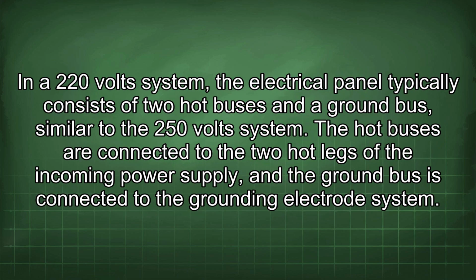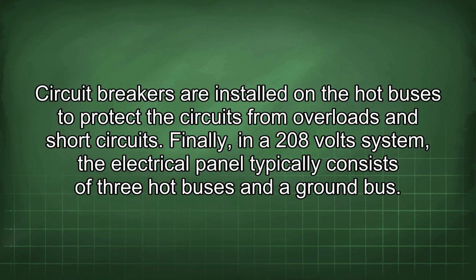In a 220 volt system, the electrical panel typically consists of two hot buses and a ground bus, similar to the 250 volt system. The hot buses are connected to the two hot legs of the incoming power supply, and the ground bus is connected to the grounding electrode system. Circuit breakers are installed on the hot buses to protect the circuits from overloads and short circuits.